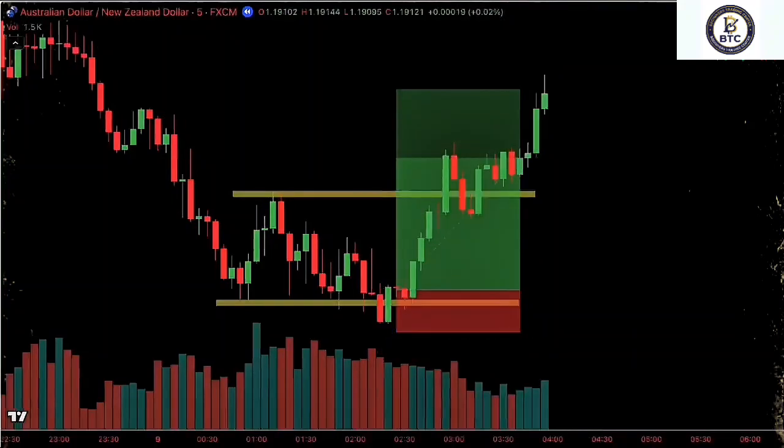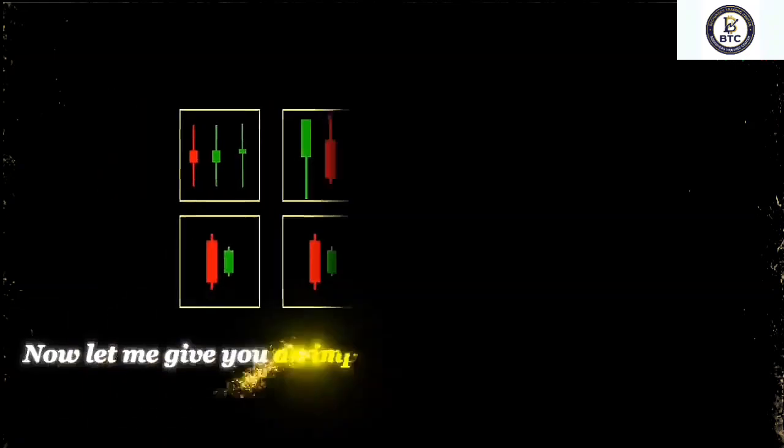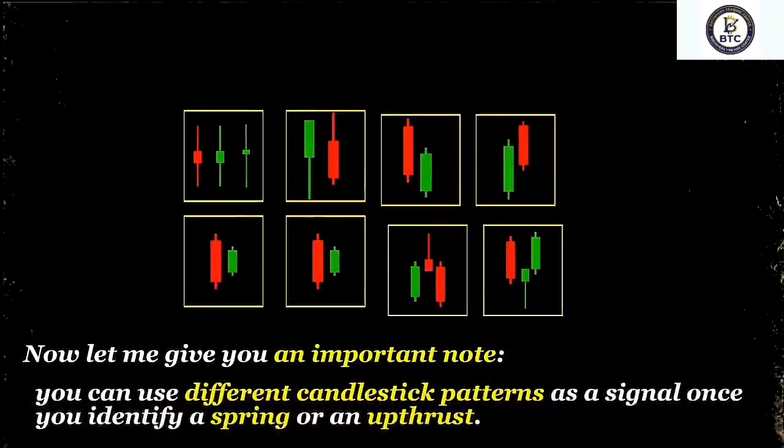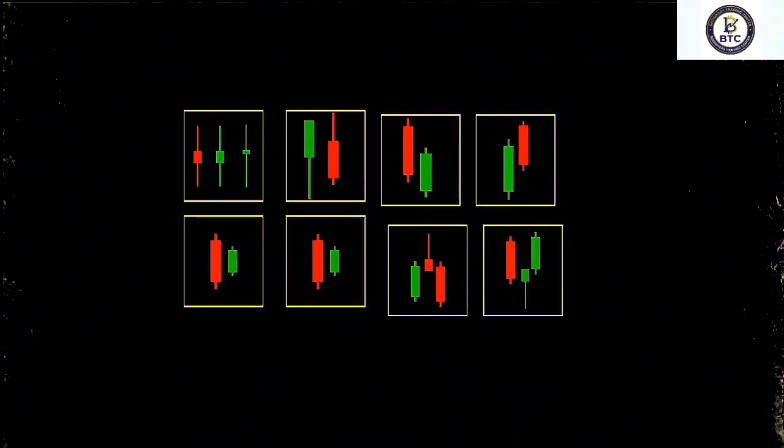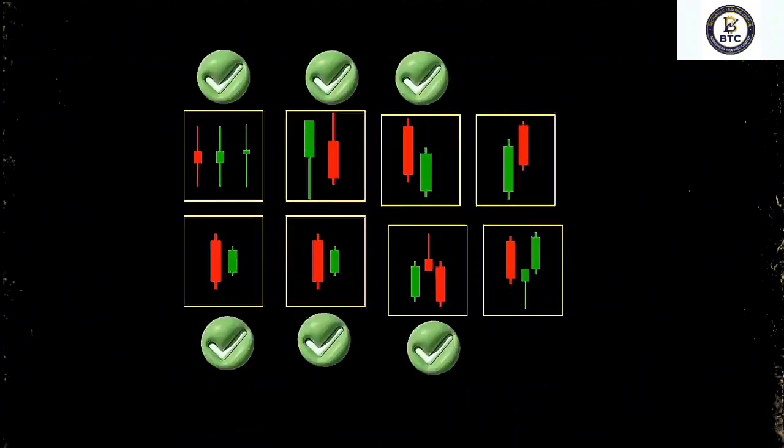The market reaches the target as expected. Now let me give you an important note. You can use different candlestick patterns as a signal once you identify a spring or an upthrust. Patterns such as the doji, tailed bars, piercing pattern, inside bars, evening stars, and morning stars can all be used. Feel free to check out my video that covers candlestick patterns in detail.